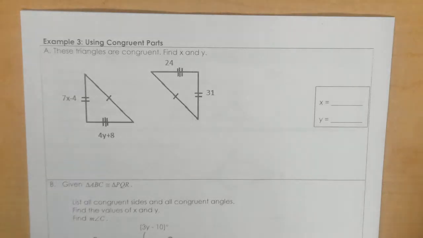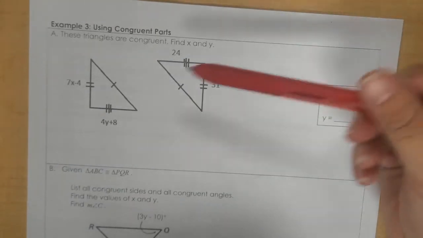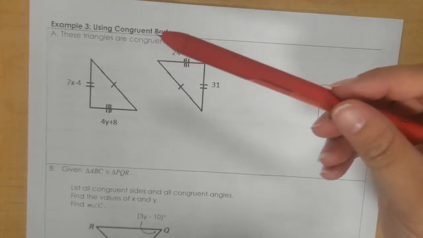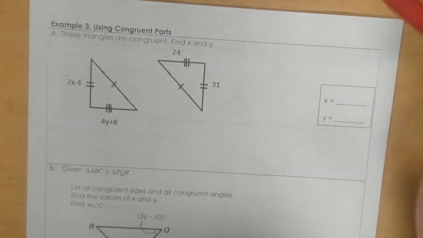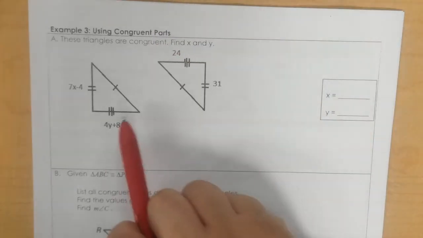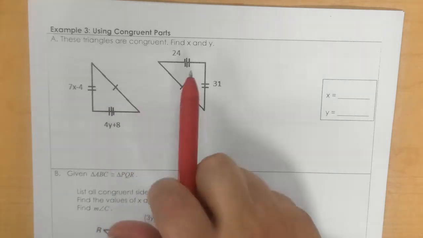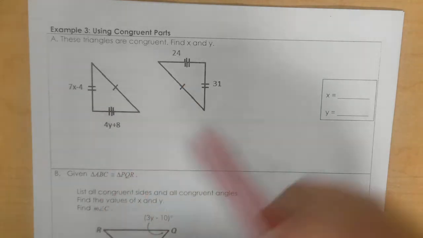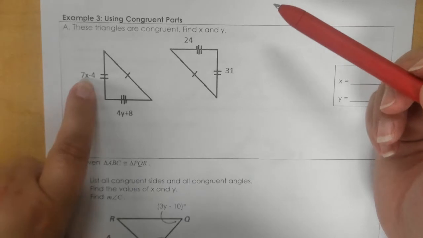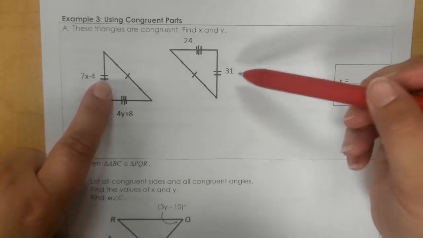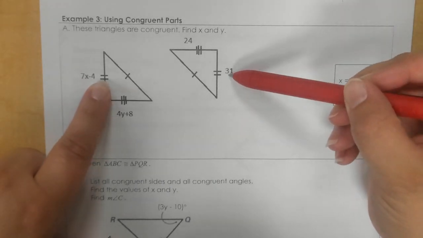For example 3, I don't have a congruent statement. It just tells us these triangles are congruent, find x and y. And so I'm going to look at the little tick marks and compare those to each triangle. So for x, I have 7x minus 4, 2 tick marks, so I can compare that to 31.